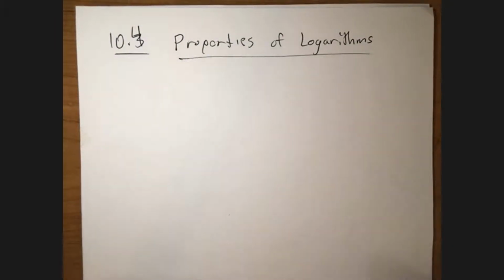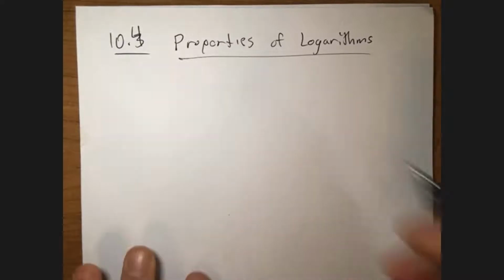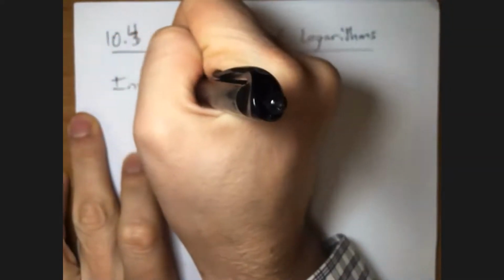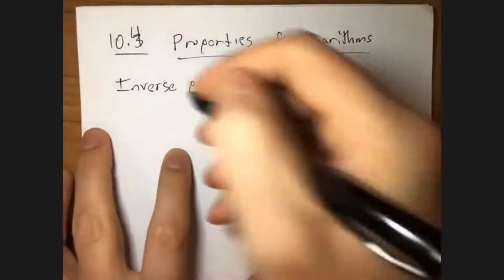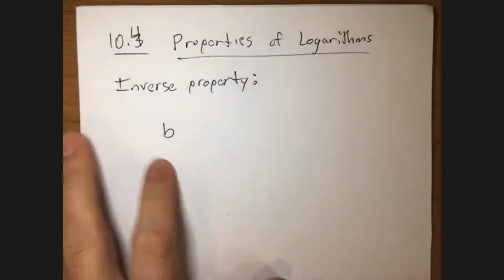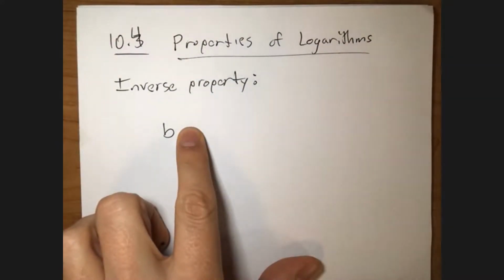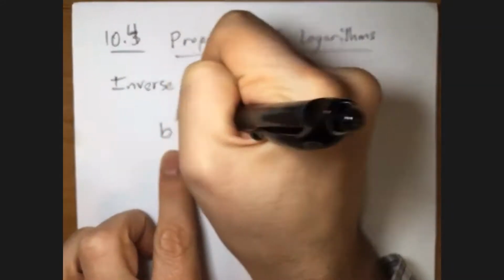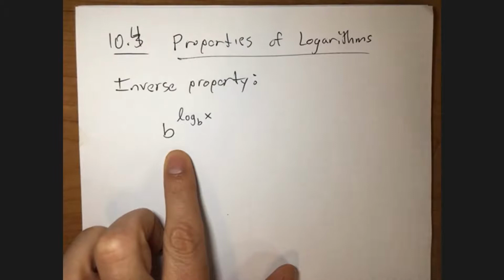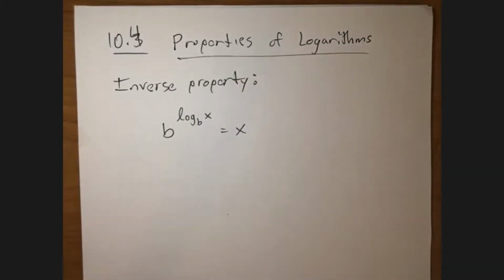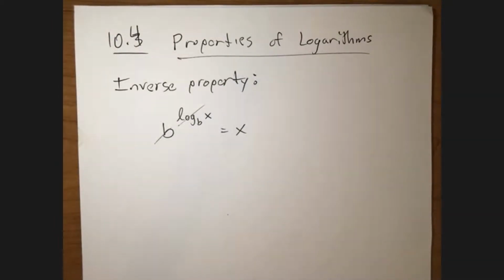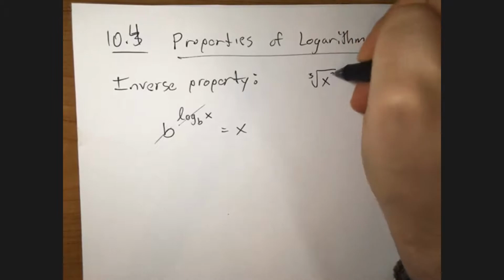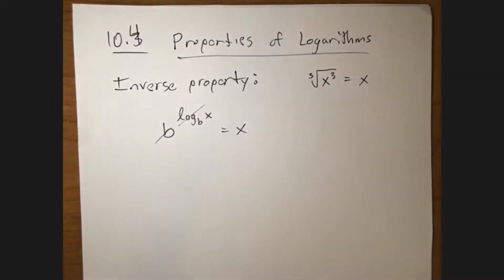And that property that I just said is the inverse property of logarithms. The inverse property says that if I take an exponential function and as the exponent put a log of the same base, what do I get? Well, we just said it, we get x back. In other words, these things can be thought of as canceling each other out. Just like if I take the cube root of x cubed, what do I get? I get x. Right? They cancel each other out.